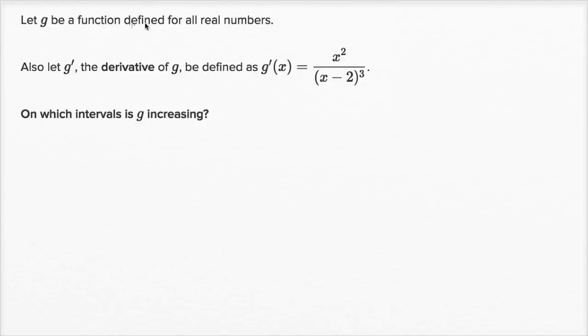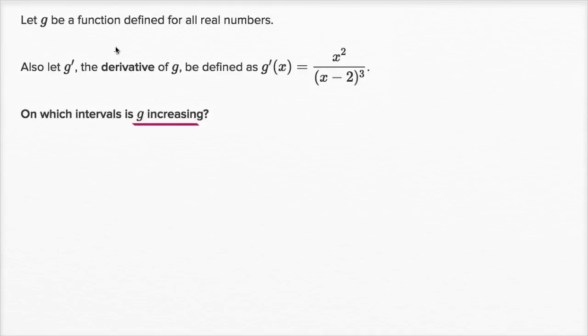Let g be a function defined for all real numbers. Also let g prime, the derivative of g, be defined as g prime of x is equal to x squared over x minus 2 to the third power. On which intervals is g increasing?